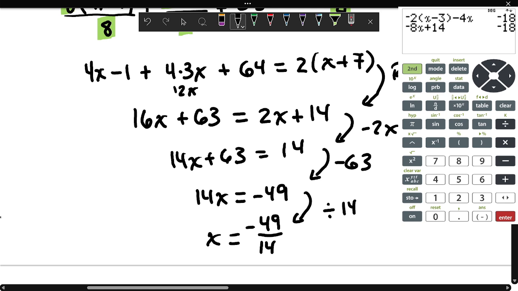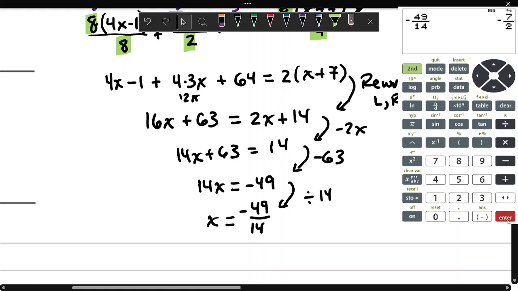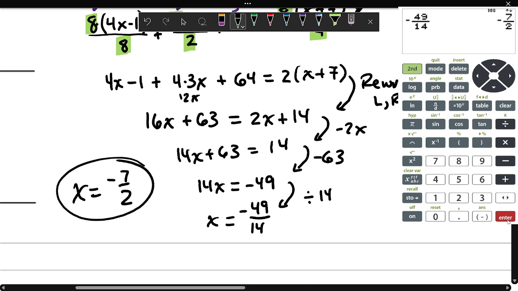I'm going to consult with the on-screen calculator. What is negative 49 over 14? That gets reduced to negative 7/2. So apparently, x is negative 7/2. I'm going to circle that.